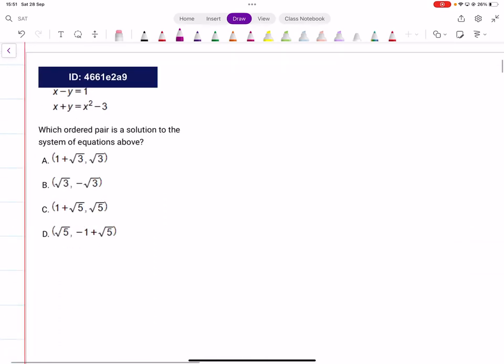Question number 2. Which ordered pair is a solution to the system of equations above? Okay, so what do we do? In the first equation, you can say y equals x minus 1. Put that in the other equation. x plus x minus 1 equals x squared minus 3. x squared minus 2x minus 2 equal to 0.